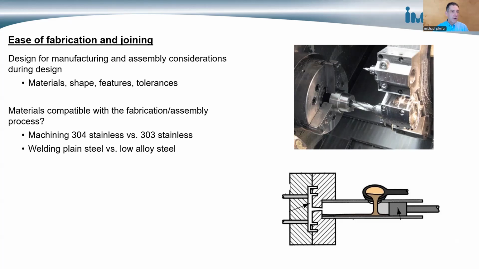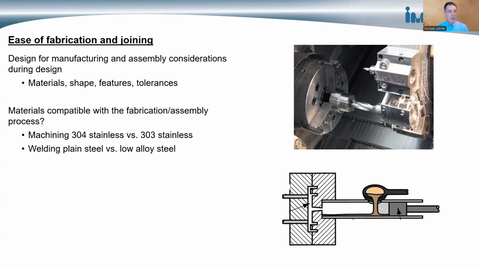So are the materials compatible with the fabrication and assembly process? For example, 303 stainless steel is easier to machine than 304 stainless steel. So if you're going to be making 500 parts of something, maybe 304 is okay. But if you're going to be making 5,000 parts of something a week, then 303 stainless may be the way to go, because we can machine 303 stainless much faster than 304. However, there's a trade-off, because 303 stainless steel has slightly less corrosion resistance compared to 304.